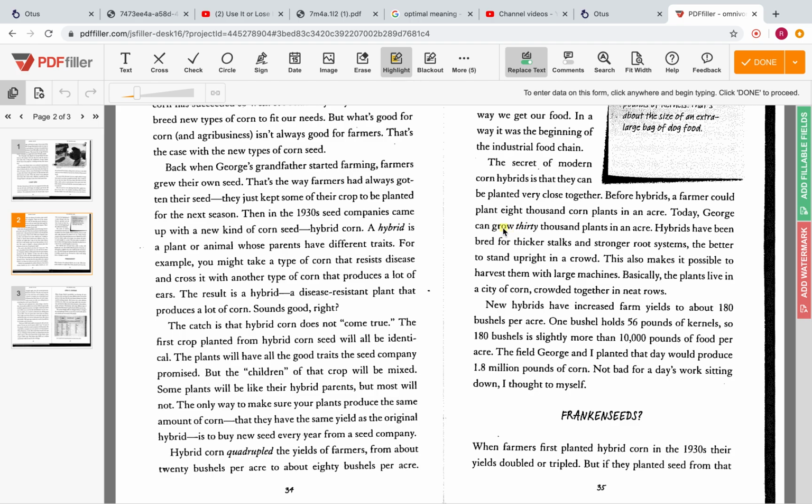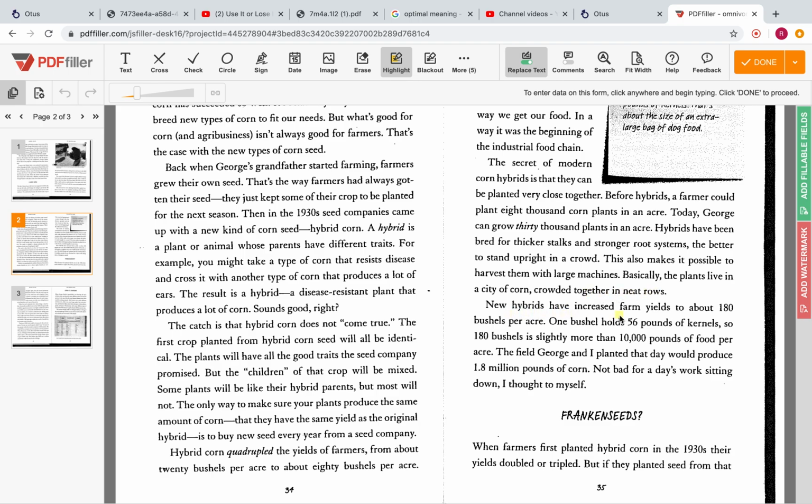Today, George can grow 30,000 plants in an acre. Hybrids have been bred for thicker stalks and stronger root systems, the better to stand upright in a crowd. This also makes it possible to harvest them with large machines. Basically, the plants live in a city of corn, crowded together in neat rows.